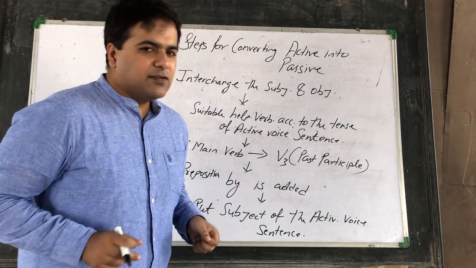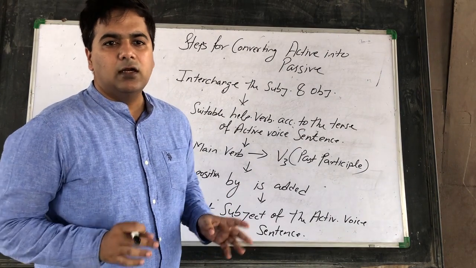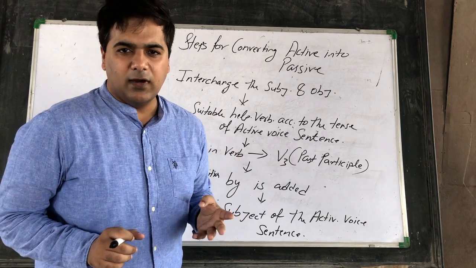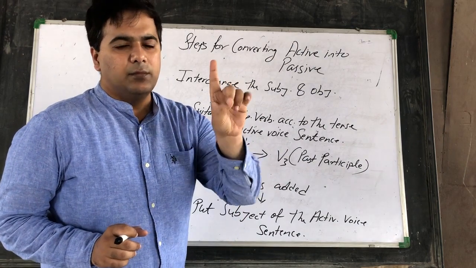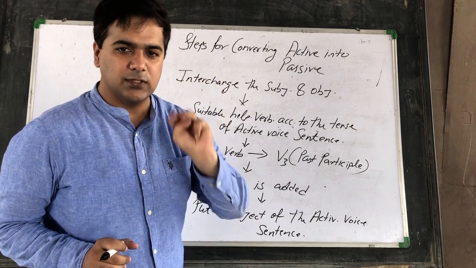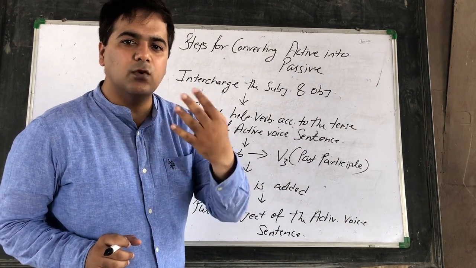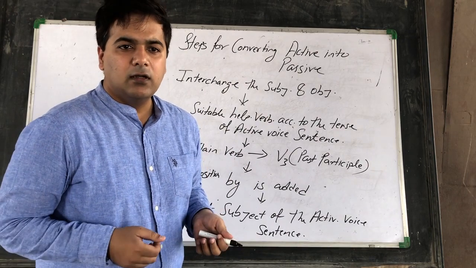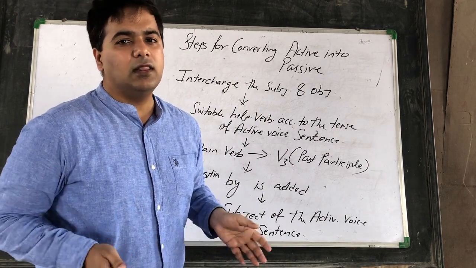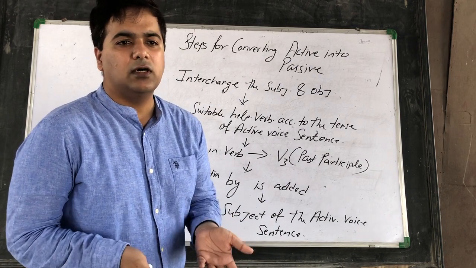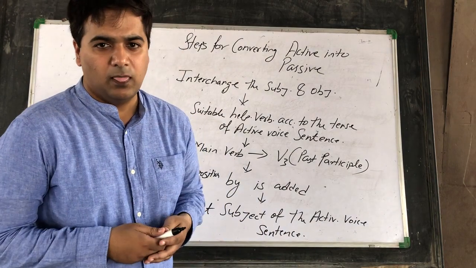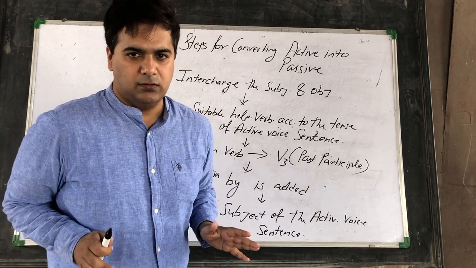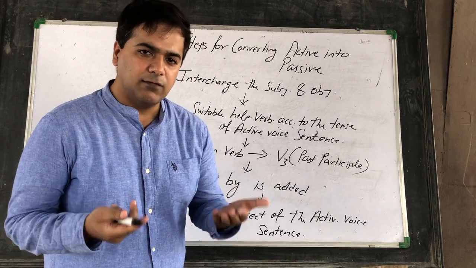Now we have studied that in English language there are 12 tenses, and the tenses are majorly divided into three categories: present, past, future, and each category has 4 subcategories, so it becomes 12 tenses. However, the passive voice is not formed in all the tenses. The passive voice will be followed in only 8 tenses. What are those 8 tenses? That we will see.